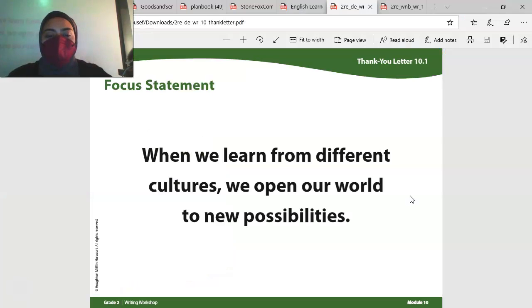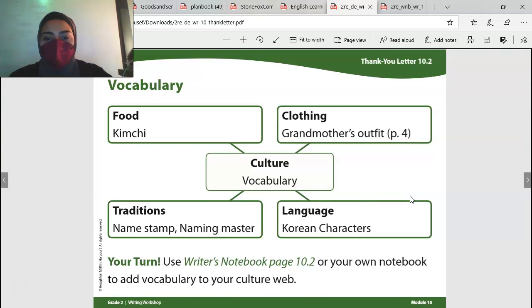When we learn from different cultures, we open our world to new possibilities. That's our focus statement for the writing. We talked a little bit about culture and how things that involve culture are food, clothing, traditions, and language. In the story, The Name Jar, the food that they talked about, remember she said she went to the Korean store with her mom, and she wanted to make kamachi, which is like a spinach kind of soup. Or I don't think she said a soup. Maybe it was like a cabbage type of thing. I'm not sure. Anyway, they did mention that that was a food that they eat in their culture.